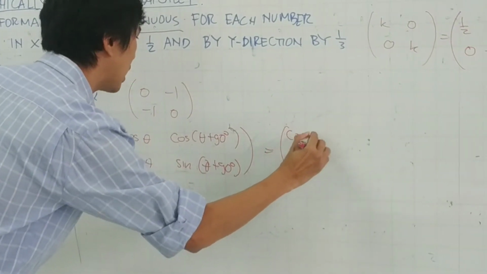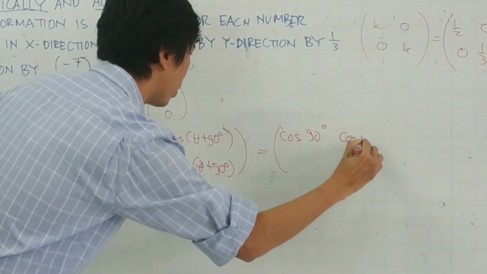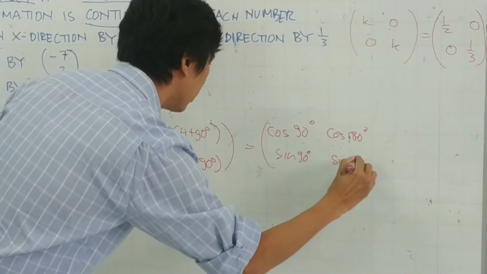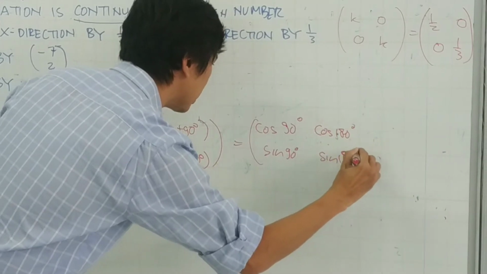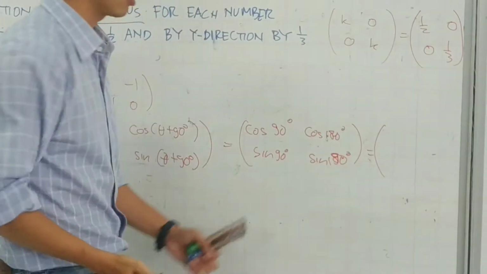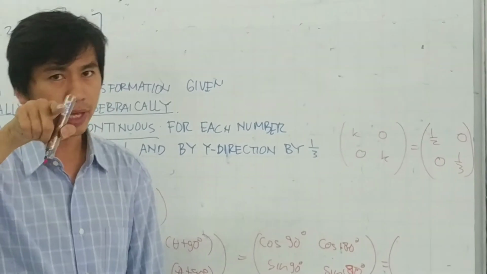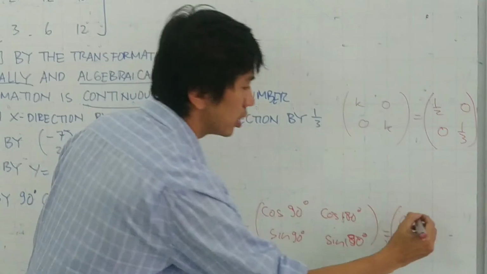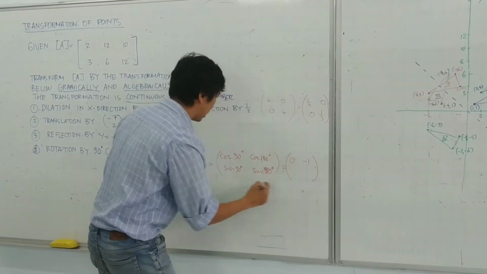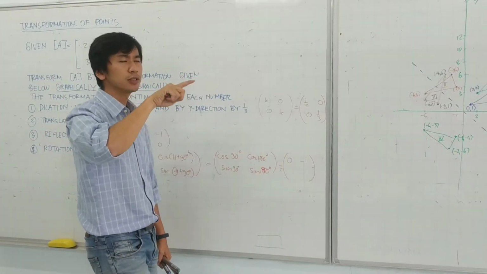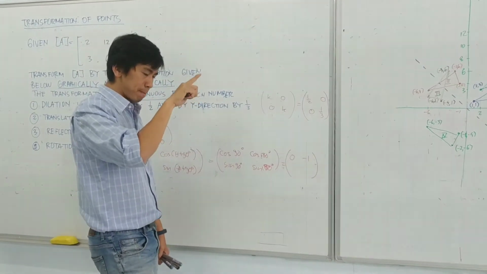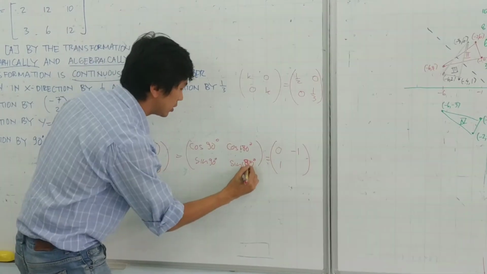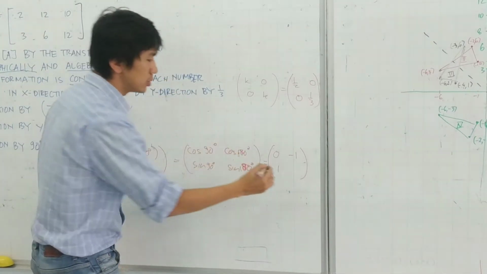We'll get cos 90 degrees, cos of 180 degrees, sin of 90 degrees, and sin of 180 degrees. Okay, we can simplify that. Cos 90 degrees will be 0. Cos 180 degrees will be negative 1, and then sin 90 degrees will be 1, and then sin 180 degrees will be 0.